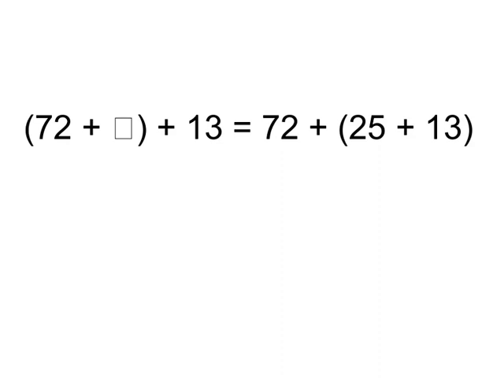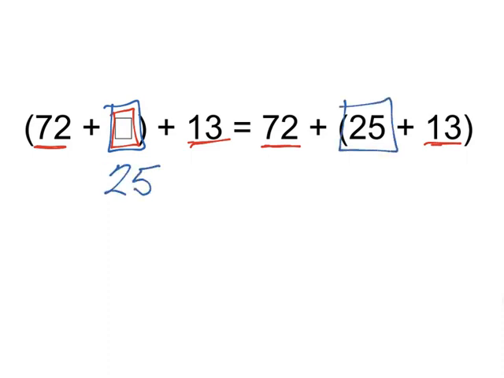Here we have 72 plus a box plus 13 equals 72 plus 25 plus 13. Now you've got to solve for that box, but that's pretty easy because of associative property. We have 72 here and 72 here. We have 13 here and 13 here. But where this box is, we don't have anything. However, over here, we do. So I know that this is going to be 25.